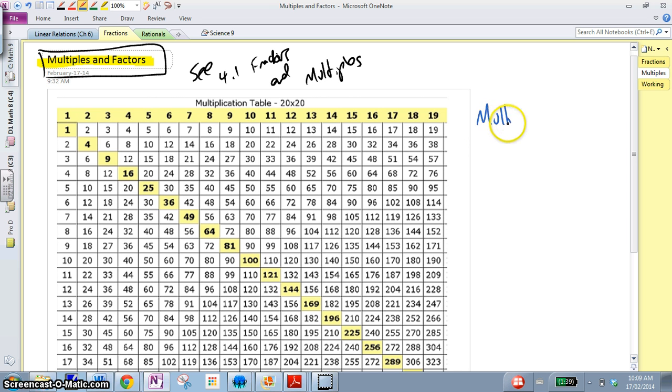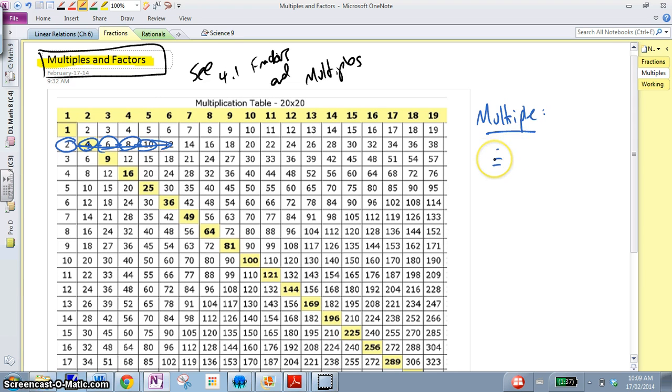The first piece of language I'm going to throw at you is the word multiple. And when you're thinking about a multiple, what you want to think about is any number and all the numbers you can make out of it, right? 2 times 2 is 4, 2 times 3 is 6, 2 times 4 is 8, 2 times 5 is 10. So these are all multiples of 2, right? Going this way along any one of these rows is a multiple of 2.